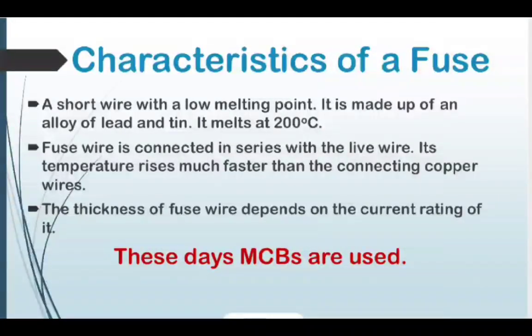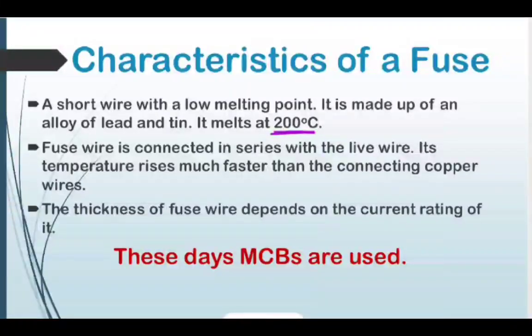So it is made up of an alloy of lead and tin, and this alloy melts at barely 200 degrees Celsius. The wire is heated by the electricity that passes through the wires, and when the heat reaches around 200 degrees Celsius, it melts and the circuit is broken because the wire melts. So this is one of the properties where its melting point is taken into consideration.